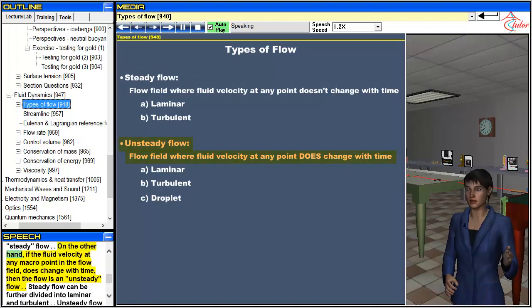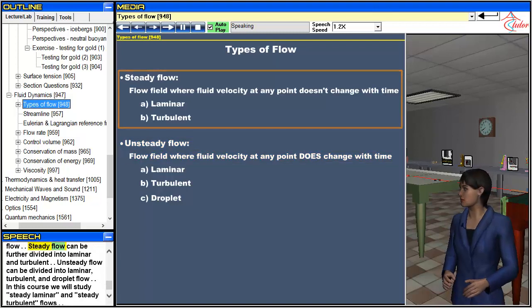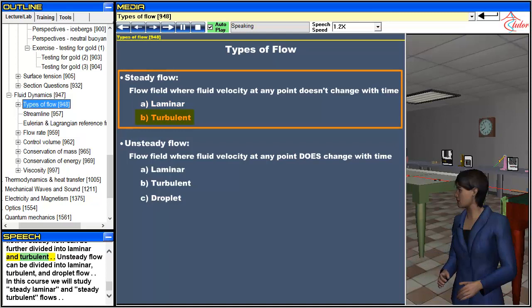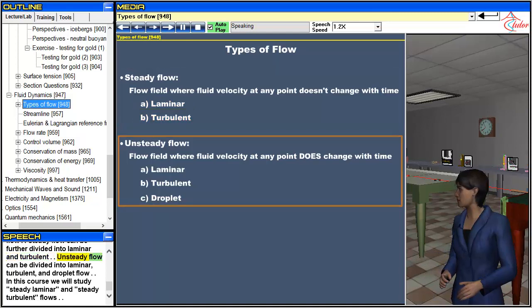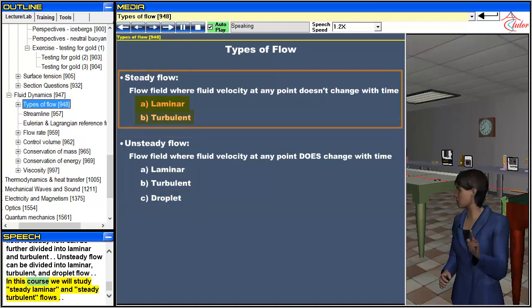On the other hand, if the fluid velocity at any macro point in the flow field does change with time, then the flow is an unsteady flow. Steady flow can be further divided into laminar and turbulent. Unsteady flow can be divided into laminar, turbulent, and droplet flow. In this course we will study steady laminar and steady turbulent flows.